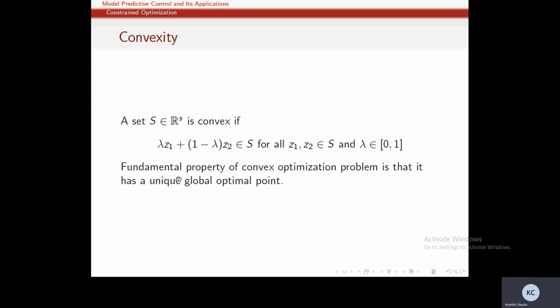The fundamental property of a convex optimization problem is that it has a unique global optimal point. In nonlinear optimization, we may have different optimal points, but here we have a unique global optimal point for a convex set. That makes the problem easier. So we will begin with the convex optimization problem, and then we will discuss non-convex optimization problems as well towards the end of the lecture.